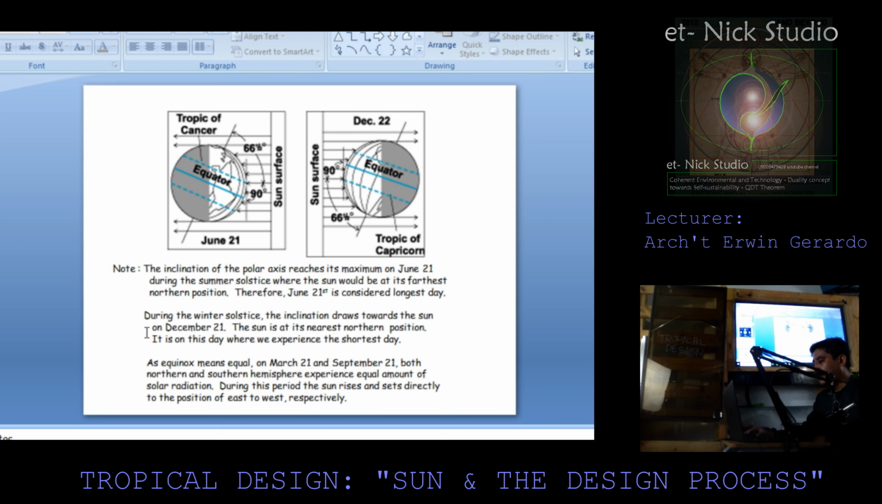During the winter solstice, the inclination draws towards the sun on December 21. The sun is at its nearest northern position. It is on this day where we experience the shortest day.